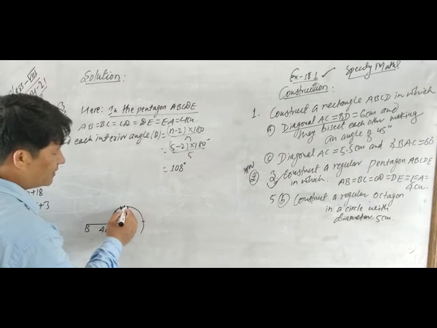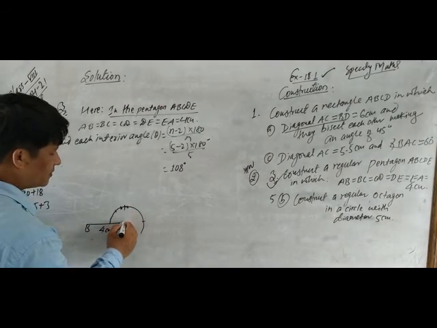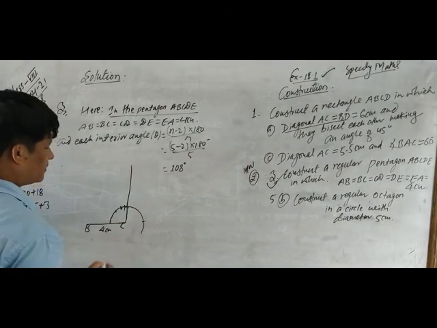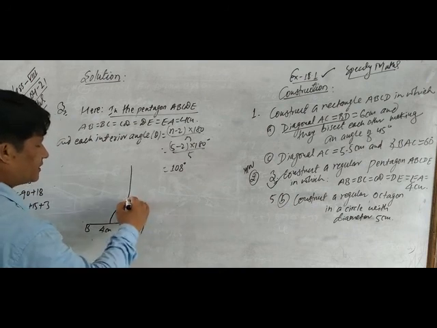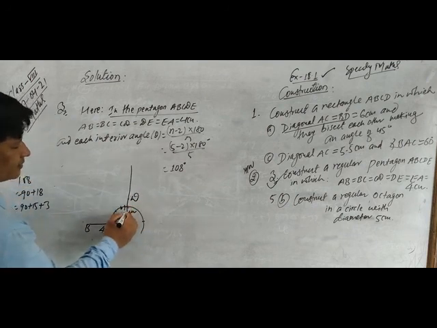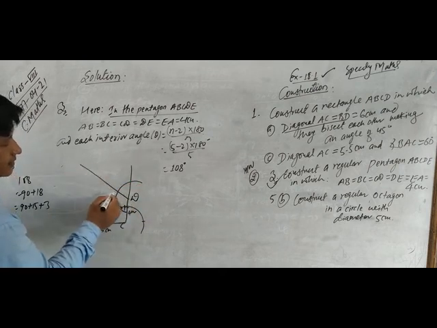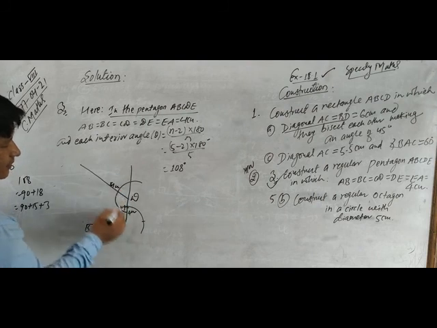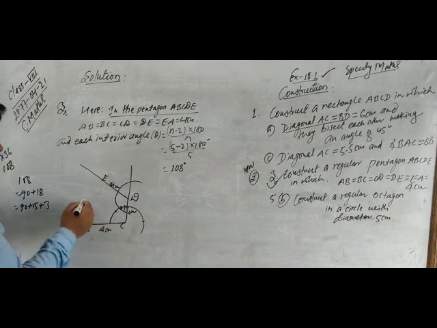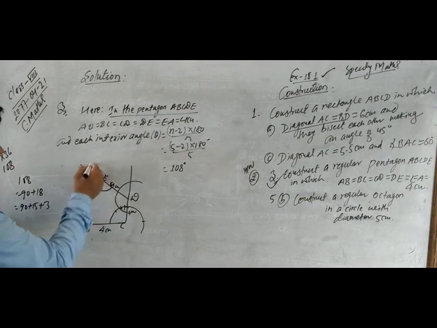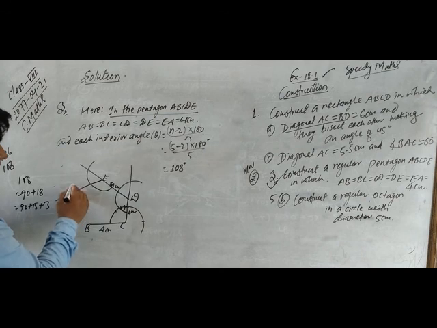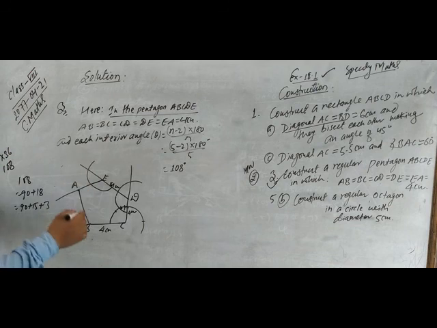And with the help of a protractor, you can take the 108 degree here, right? So draw here. Take 4 cm CD, and again draw 108 degree here. Again take 4 cm, DE, and take again 108 degree, and you will get here EA. So in this way you can draw the pentagon. It is very easy.